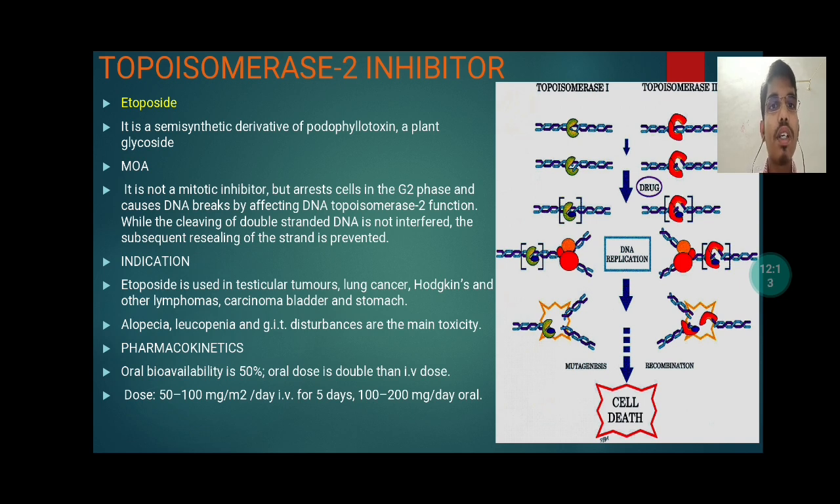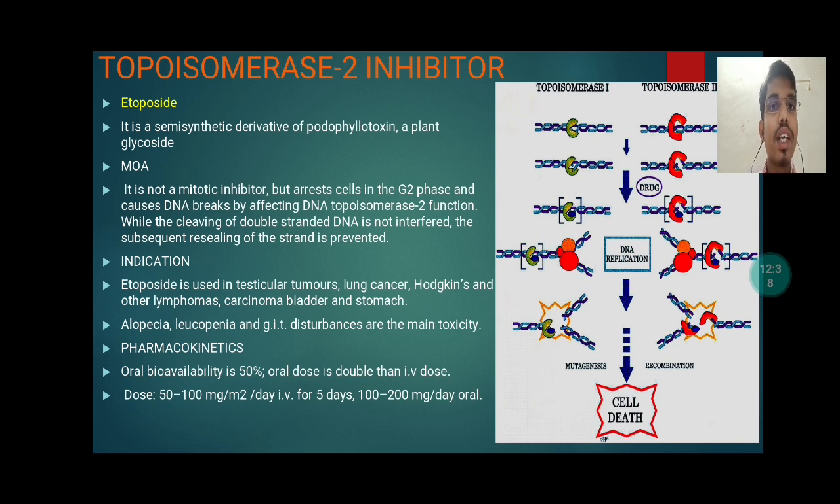The mechanism of action of this enzyme is that it breaks the knot, a knot breaking and resealing mechanism. So this drug breaks the knot, and after breaking the knot they reseal it so that further DNA synthesis can occur.